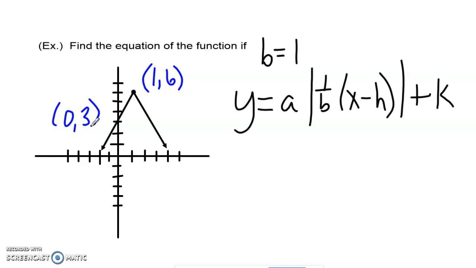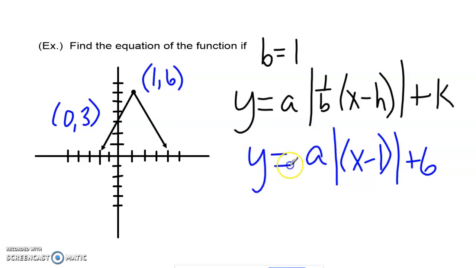Our vertex we can put in right here. Is it going to be x minus 1 or x plus 1? Minus 1, because it's actually to the right. So we're going to go minus 1. And then the 6 is the k value, so we can put plus 6 out here. We said we were given that b equals 1, so 1 over 1 is just 1. We're not going to put anything there. We're trying to find a. So on that first step, we have plugged in our vertex, correct?